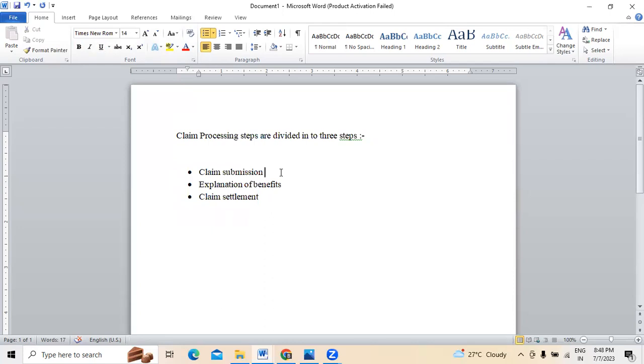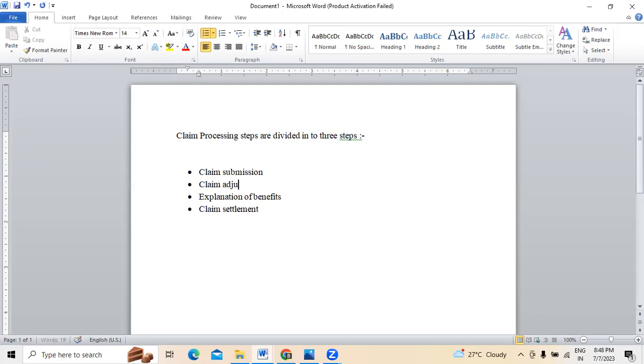Now, when we talk about claim processing, when we are talking about these processing steps, there are points we need to understand here. When a claim submission happens, followed by this, some adjudication will take place, right? Claim adjudication will also take place here.